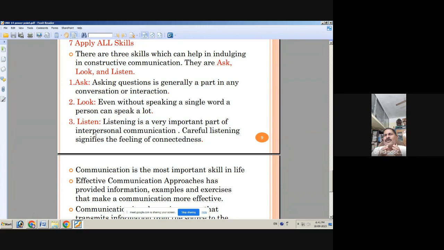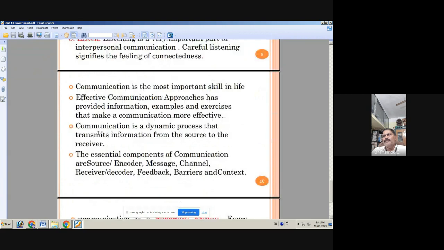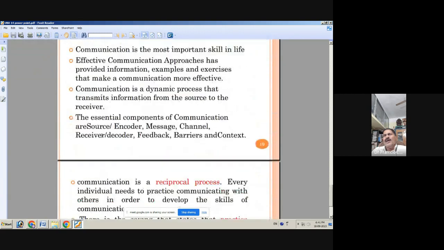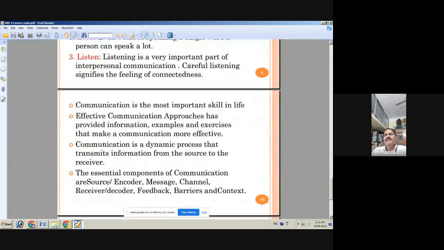So it signifies the feeling of concentration, and the feeling of connectedness with you, because his look will also indicate how he is receiving your ideas or your information. So definitely I can say that, lastly, communication is to be considered the most important skill in our life.